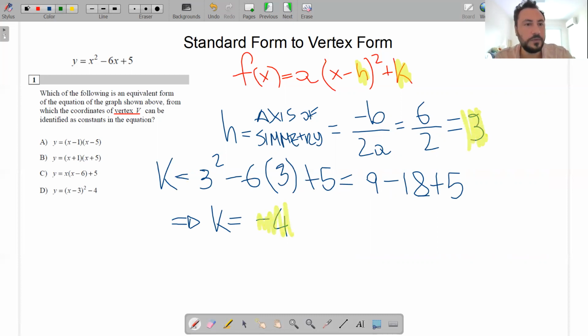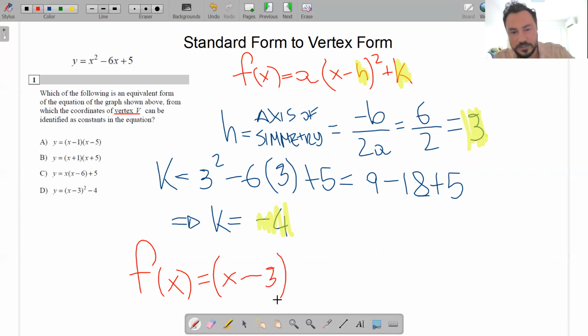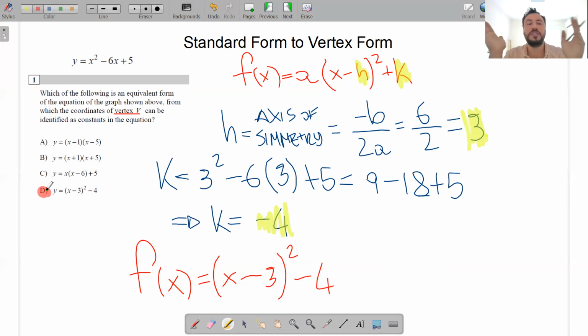How do we write it back into the equation? It's going to be f of x equals, my a here is equal to 1, so nothing, x minus 3, so opposite sign here, to the power 2 plus, actually minus 4. So my answer will be D. And in this specific question, we would give right away the answer D because it's the only one in the vertex form. Okay, so in that case, you didn't even need to find it yourself.